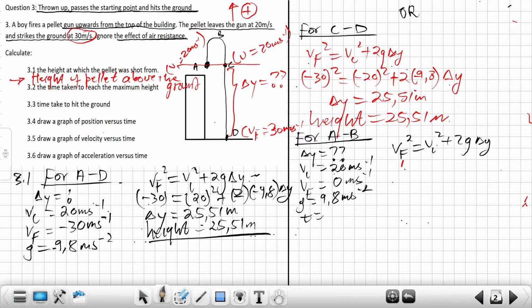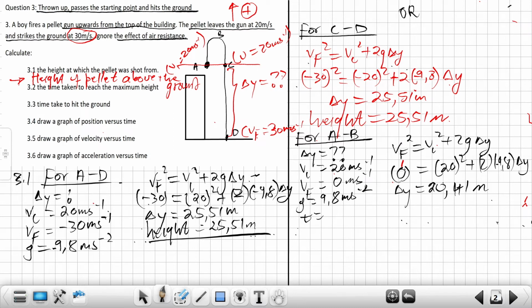Then this one is given, it's 0. This is 20 squared plus now 2 multiplied by 9.8 delta y, but my 9.8 must also be negative because the object is moving upwards. Then I finally get my delta y as 20.41 meters.